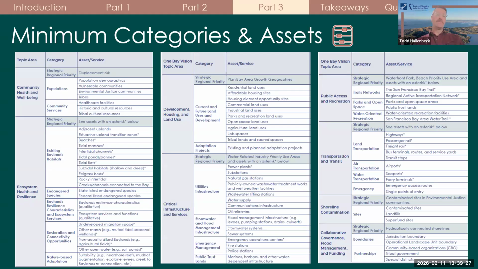While these data requirements may seem extensive, requiring all plans to include them ensures that plans can speak to one another across the region and that key categories aren't overlooked.